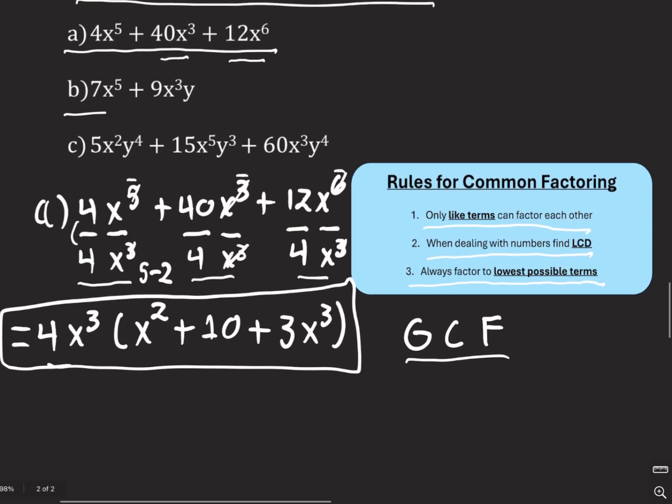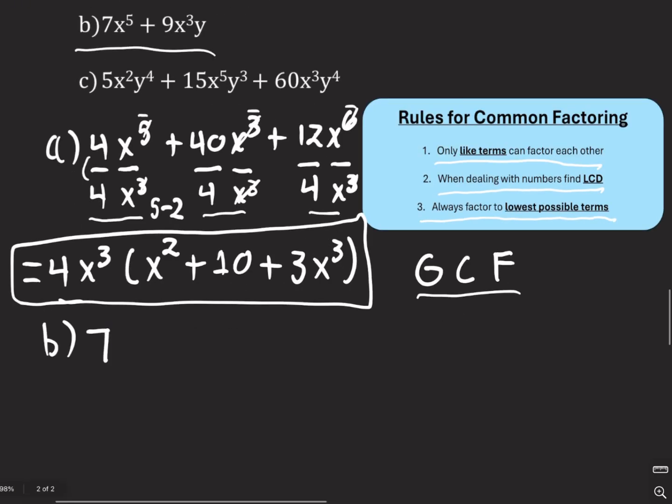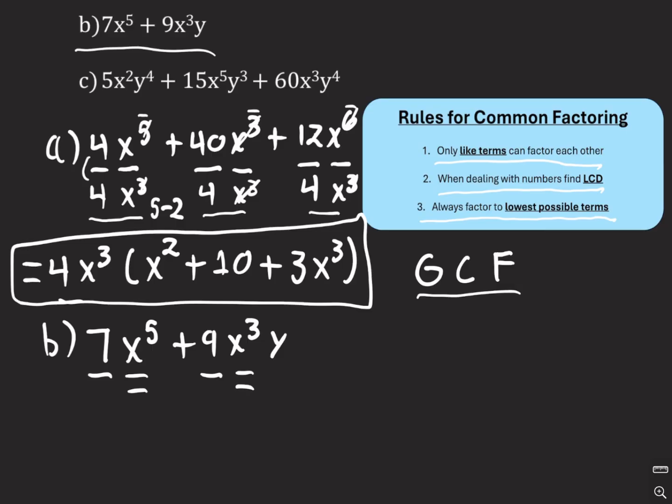Now let's go on to question B, which is 7x to the 5 plus 9x cubed y. If we're looking at this one here, we've got our numbers, which are 7 and 9. We've got our x terms, and then we've got one y term over here. So if we start with our numbers here, 7 and 9.